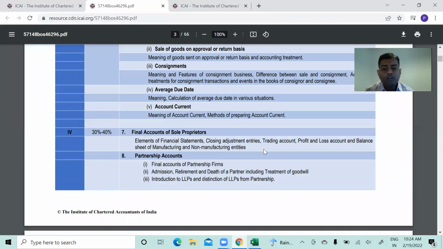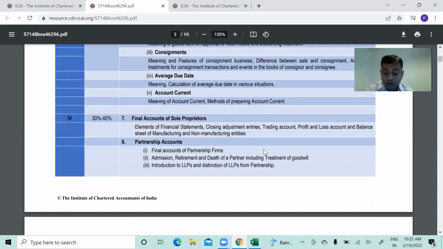You have to prepare trading account, profit and loss account, balance sheet. So these are the various statements in the umbrella of financial statements. Then they might be asking you preparation of trial balance, closing entries, all this stuff will be there. Okay, so if you are doing ABC analysis, which is the most important area for the exam, probably this will be number one, isn't it?